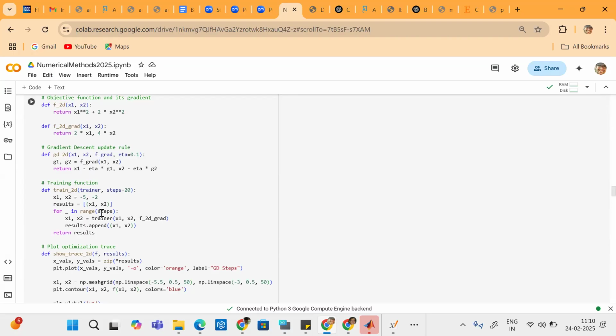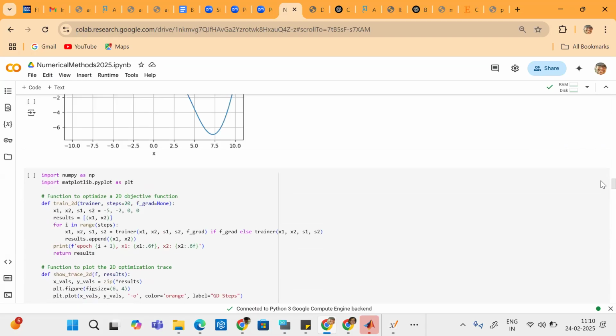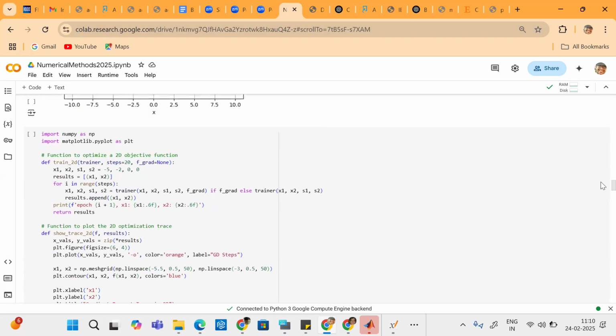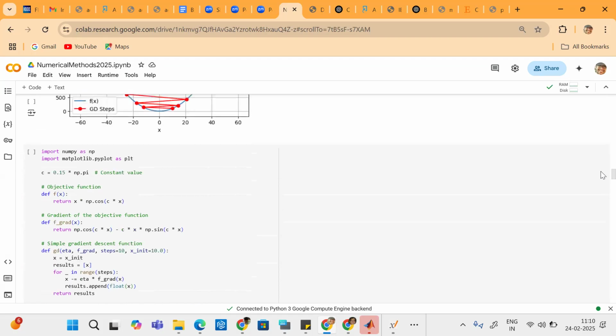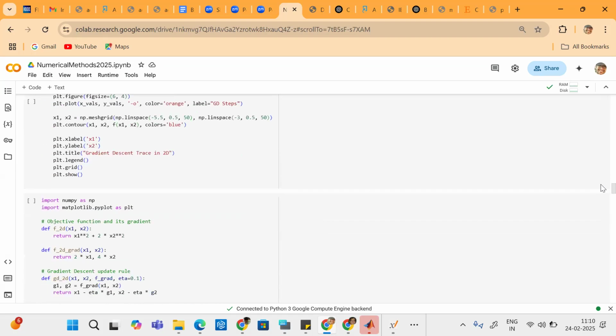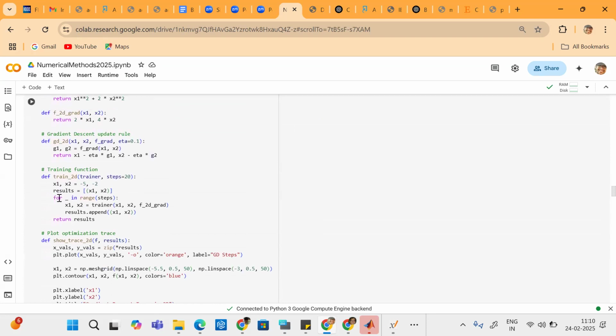What we are doing next is training it. You can see it here. The number of steps, have I defined it here? I think it might be defined above somewhere, but we have taken 20 steps, and here we are training it.